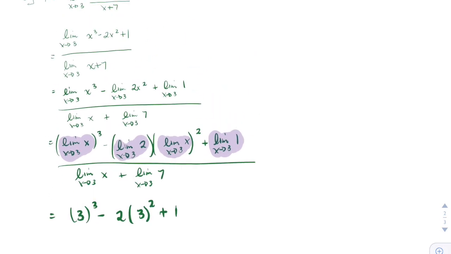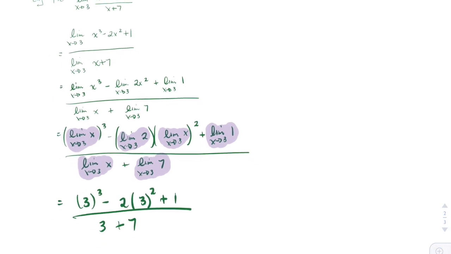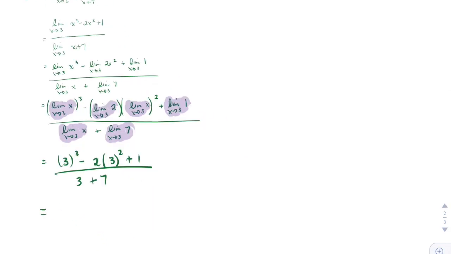So this gives us positive 1 all over the limit as x goes to 3 of x. We've already done that one. We know that's 3 plus the limit as x goes to 3 of 7. Again, another constant, so just plus 7. And from here, we just want to simplify. So we're going to have 27 minus 18 plus 1 all over 3 plus 7. And this is going to give us 10 over 10, which just simplifies to 1.